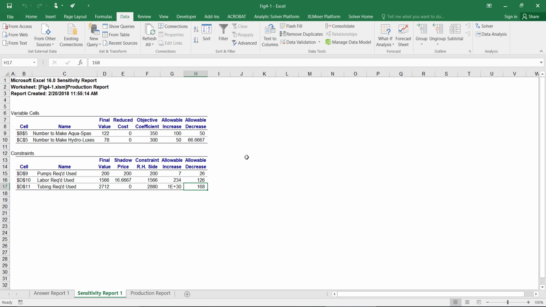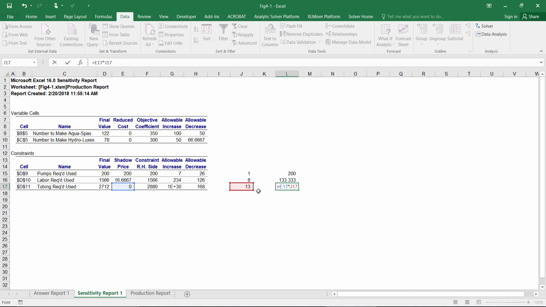Let's say we want to introduce a new product for this company, and the product is going to take 1 pump, 8 hours of labor, and 13 feet of tubing. So we want to decide whether adding this product is helpful or not. So in this case, the cost associated with adding this new product is going to be 200 times 1 plus this times this.